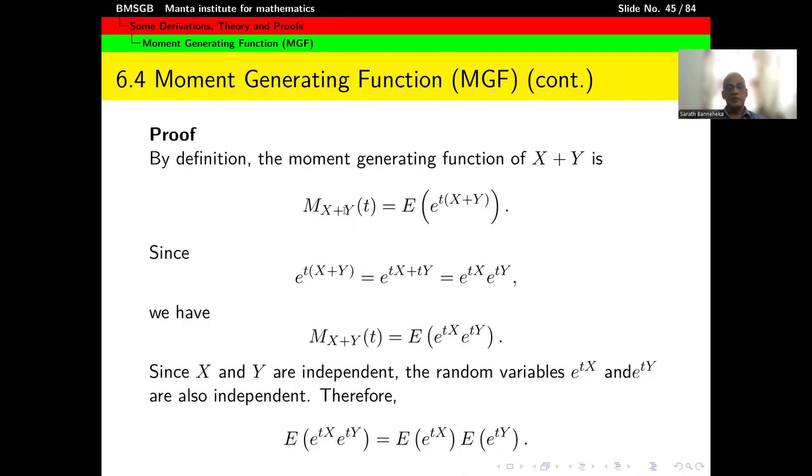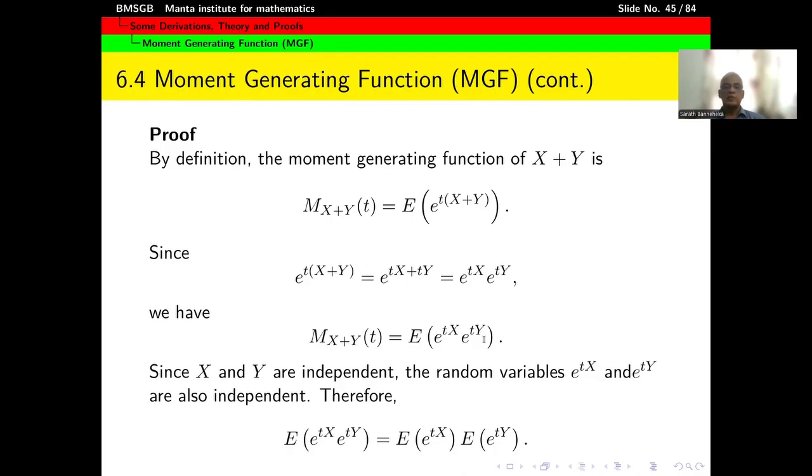So let us start with the definition. The moment generating function of x plus y evaluated at t, according to the definition, is equal to the expected value of e to the power t times (capital X plus y). Now, if you just look at the part inside, this can be written as e to the power tx plus ty, which is equal to e to the power tx times e to the power ty. So the expected value of this is the expected value of e to the power tx times e to the power ty.